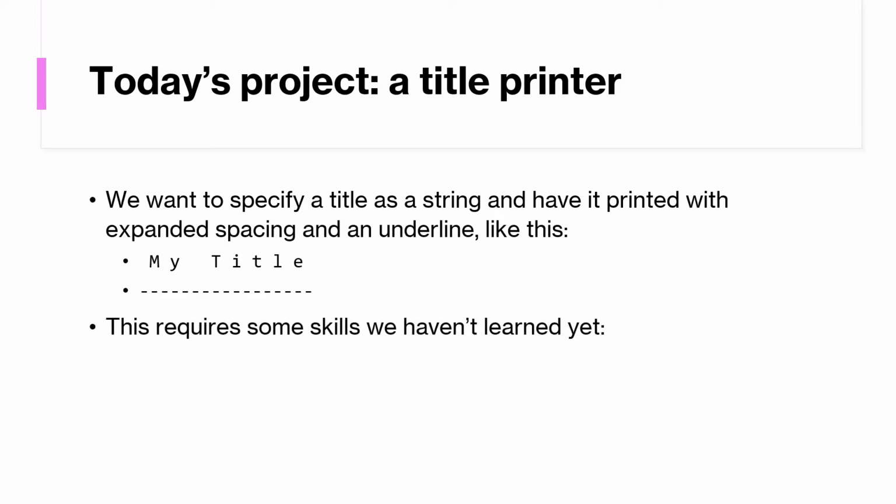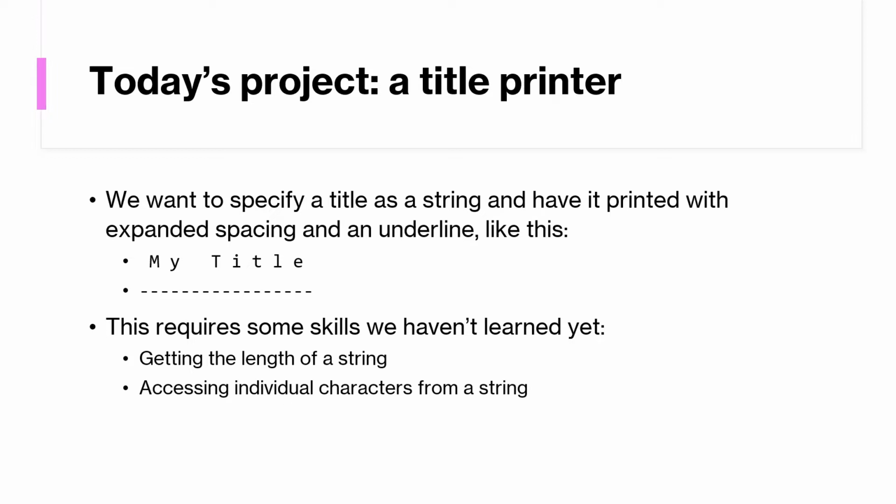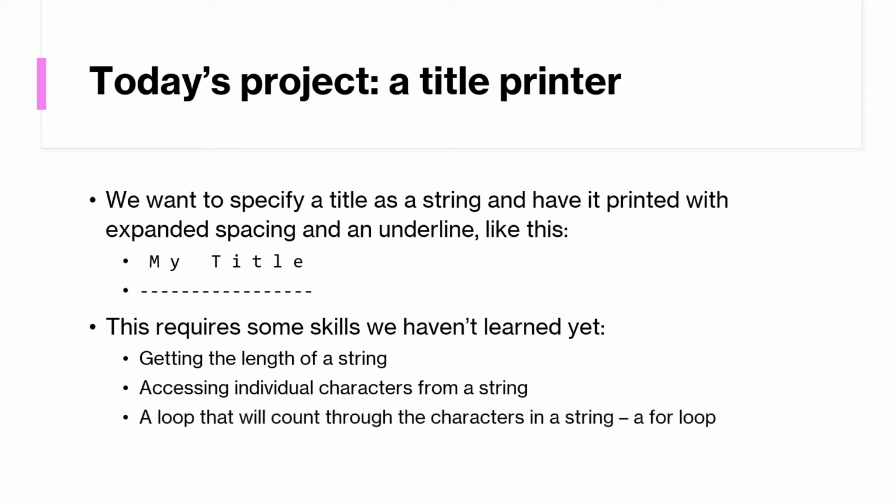Once again, this requires some skills we haven't learned yet. We have to be able to get the length of a string so that we know how long that dotted underline needs to be. We need to access individual characters from a string so that we can print the M and then a space and then the Y and then a space and not run it all together. And finally, we need a loop that will count through the characters in the string, which is a for loop.